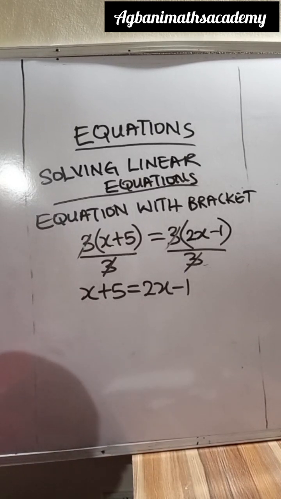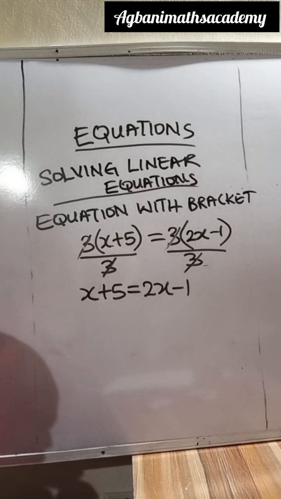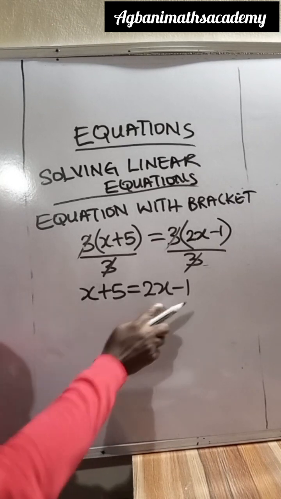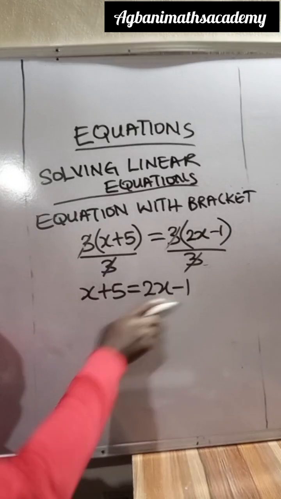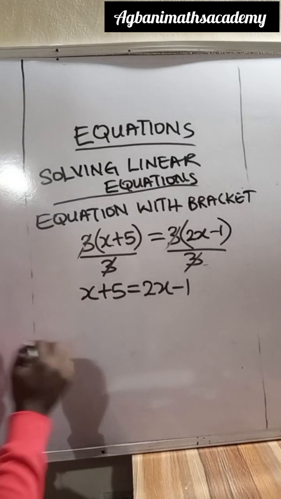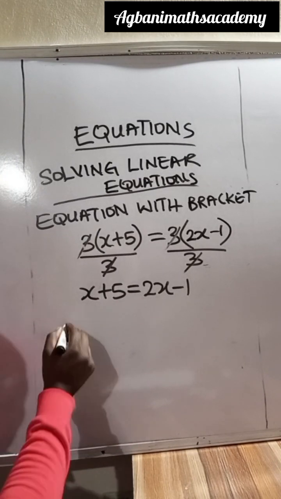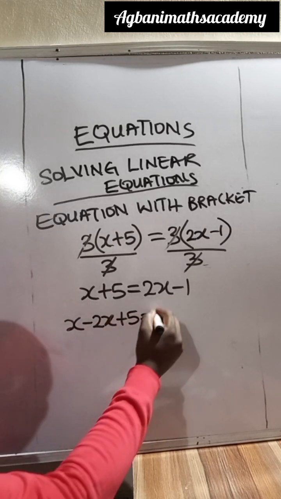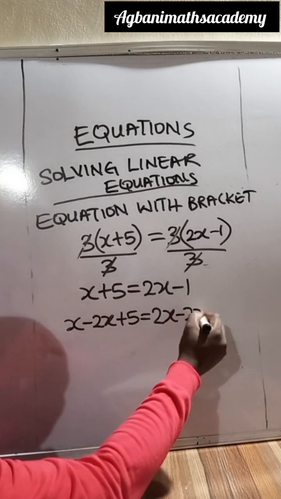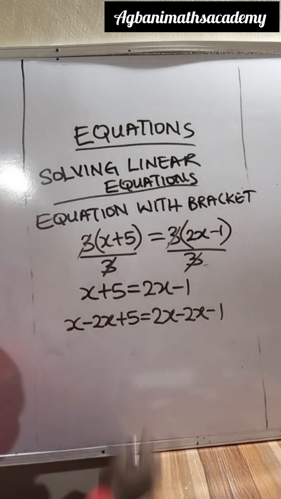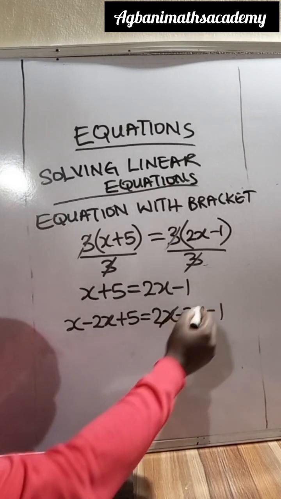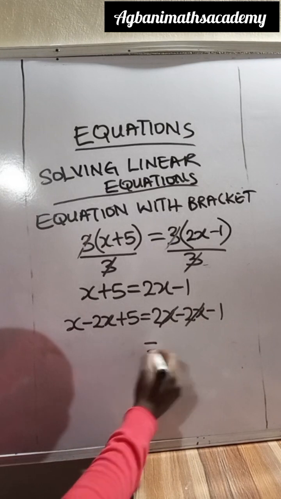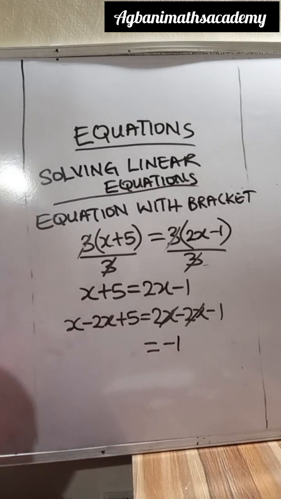But when we introduce minus 2x to the right, we have to do the same thing to the left. Correct? So since we are introducing minus 2x to the right, we have to do the same thing to the left because of the balance method. So x minus 2x plus 5 is equal to 2x minus 2x minus 1. On the right, 2x minus 2x will cancel each other out. On the right, we now have only minus 1.